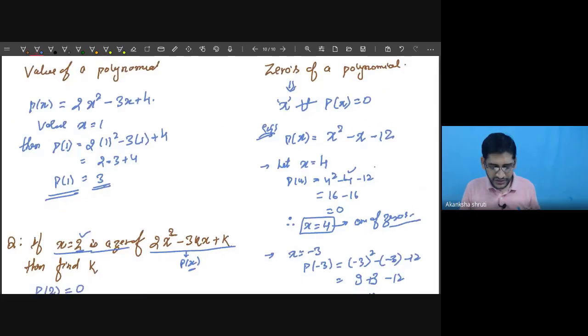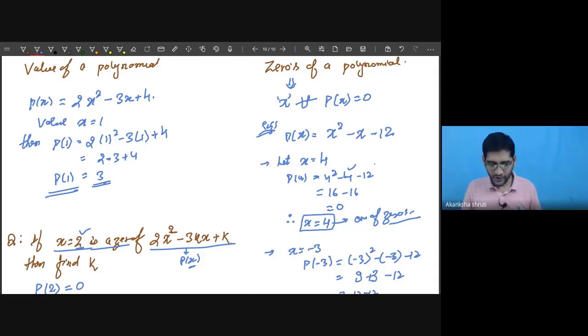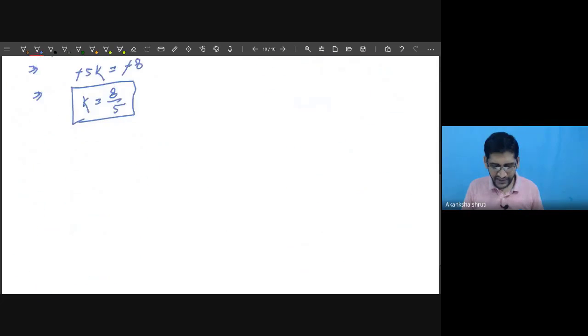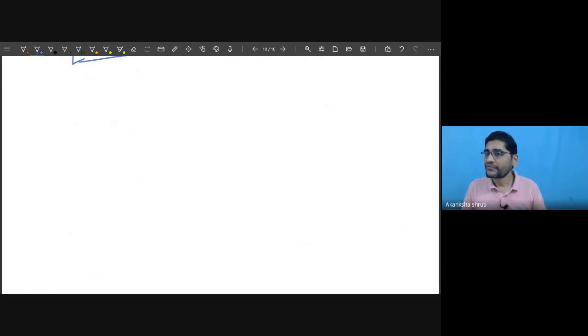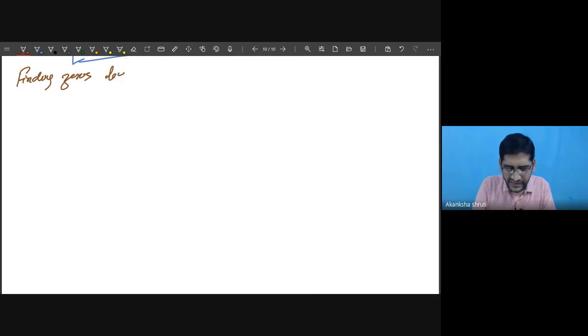Okay, student. So this is the way of understanding zeros of a polynomial and the value of a polynomial. Now, student, the other one is finding the zeros. So how to find these zeros? What is the method? Factorization. So the factorization method that we have to quickly revise.